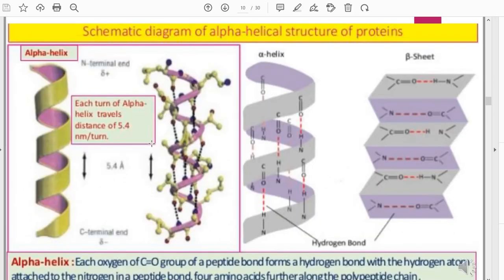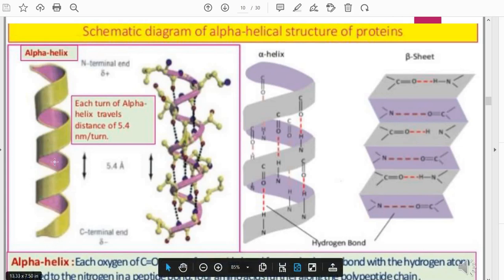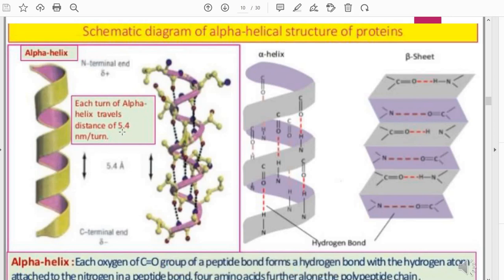Let's see the figures. We will understand more by the figure. This is the alpha helix. It has a free N terminal and a free C terminal. It's twisted. Each turn travels a distance of 5.4 angstrom per turn, and the axial ratio is 5.8 angstrom per turn.